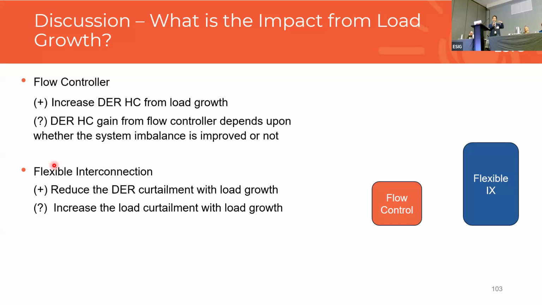forward looking view. If you deploy the technology now, based on a study like the gentleman did, based on current grid condition, with the grid transition, with more load integrated into the grid, how will this device or this technology be performing? The good thing here is that with the load growth, the DR hosting capacity will increase in general. The DR curtailment on the positive side will be reduced, but maybe that has no impact, depending on the load growth and load profile.